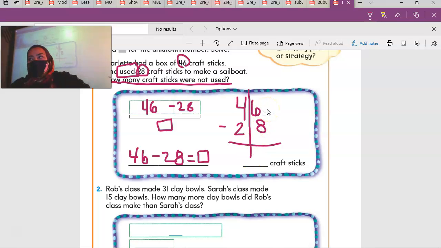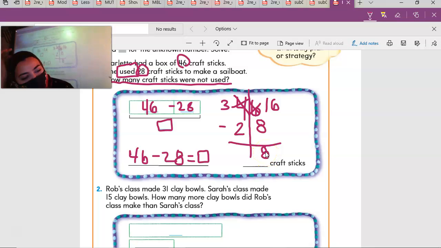Now let's subtract. 6 take away 8 is what, class? Can we do that? No. If the top number is smaller than the bottom number, you have to regroup. So 6, we can't. We have to regroup. 4 becomes a 3 and 6 becomes a 16. Good job. I'm really proud of you guys. You're getting it. 16 take away 8 is 8. And we know that easy because 8 plus 8 is 16. It's a doubles fact. Good job.